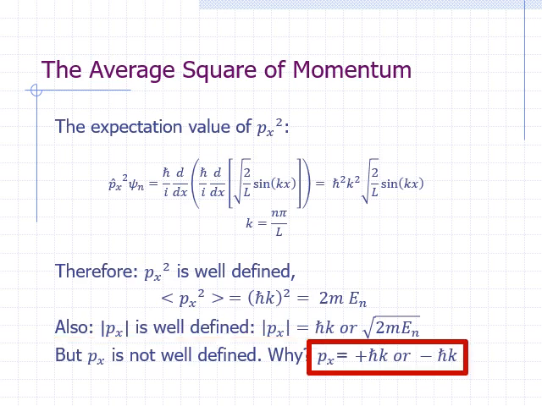Earlier we said that the average value of p sub x is 0. That means that there is a 50% chance that it is positive h bar k and an equal 50% chance that it is negative h bar k. In other words, there's a 50-50 chance the particle can be described classically as moving to the right, positive momentum, and a 50-50 chance that it is moving to the left, negative momentum.